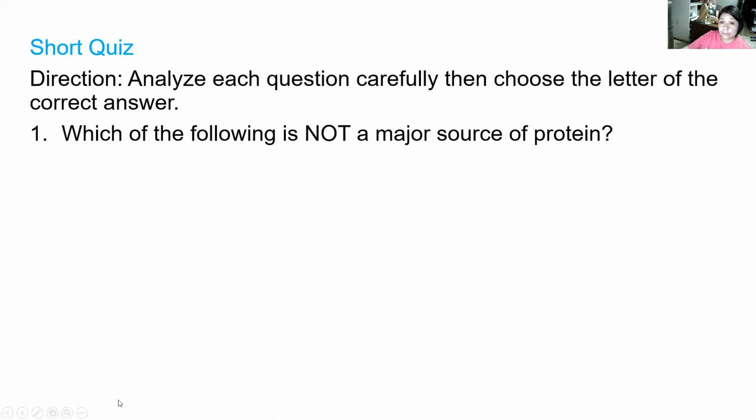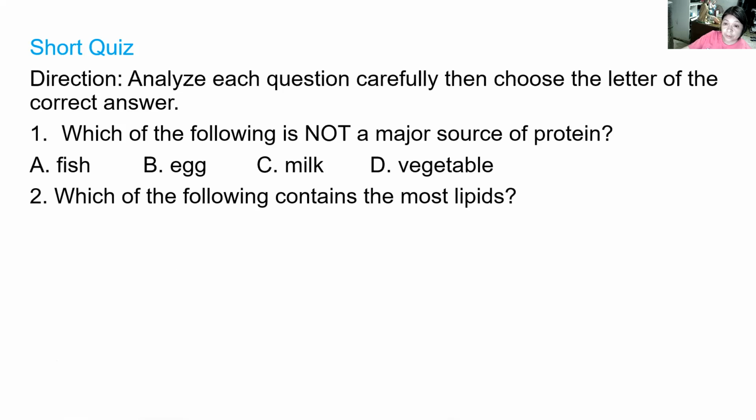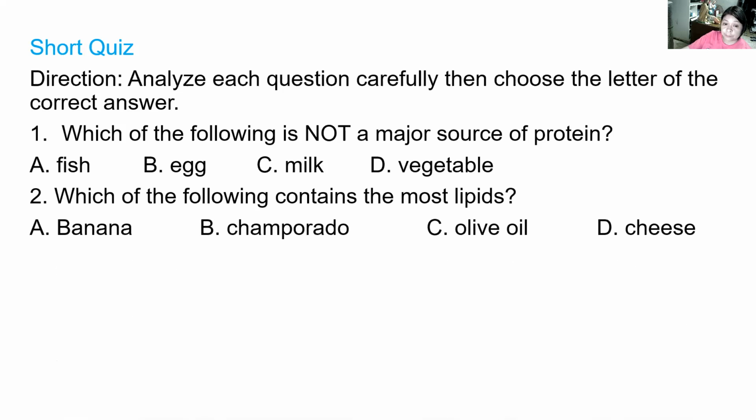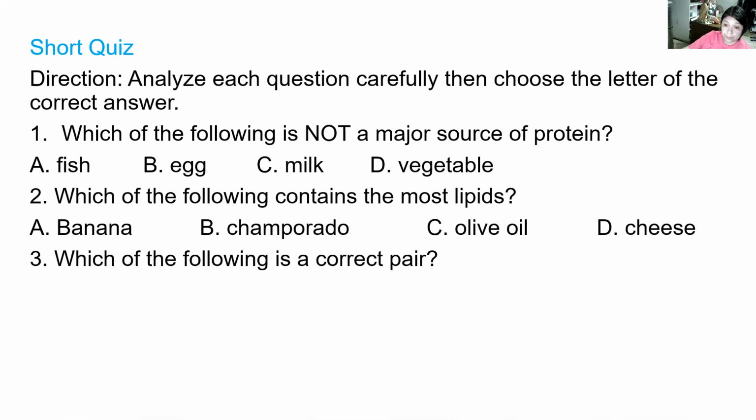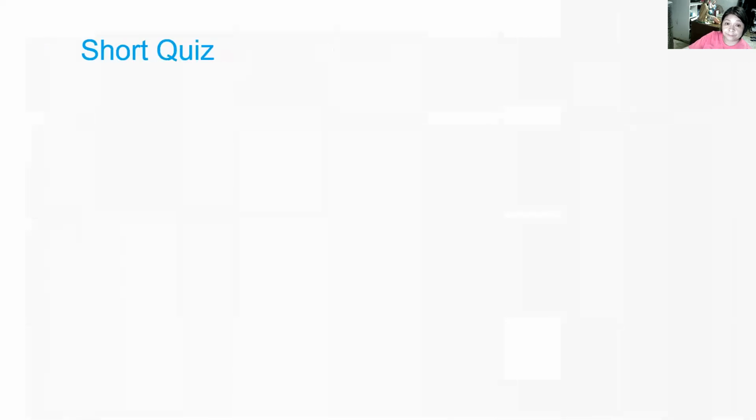Question number 1. Which of the following is not a major source of protein? A, fish, B, egg, C, milk, D, vegetable. Which of the following contains the most lipids? A, banana, B, champurrado, C, olive oil, D, cheese. Which of the following is a correct pair? A, glucose to disaccharide, B, sucrose to monosaccharide, C, starch to polysaccharide, D, triglyceride to polysaccharide.